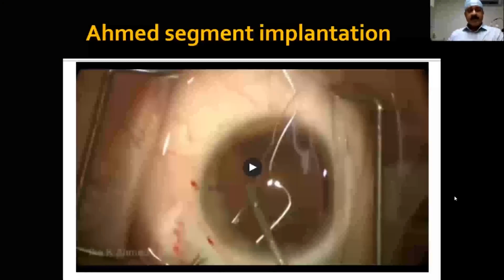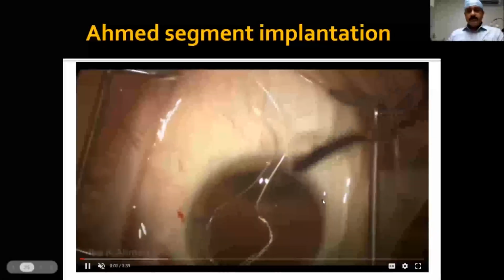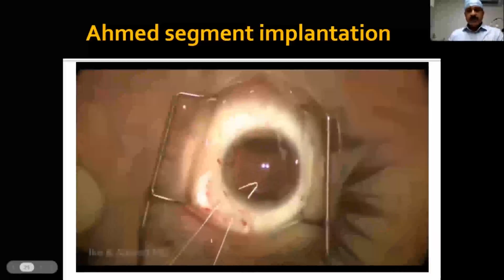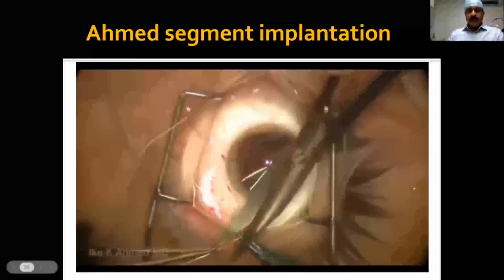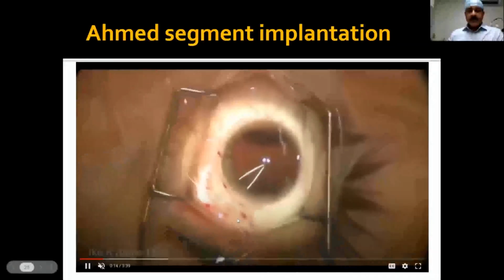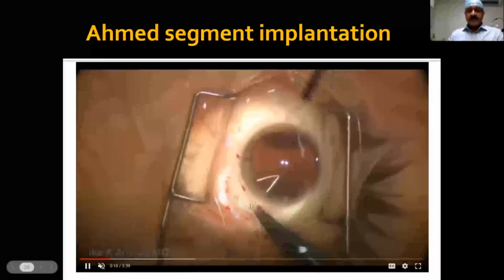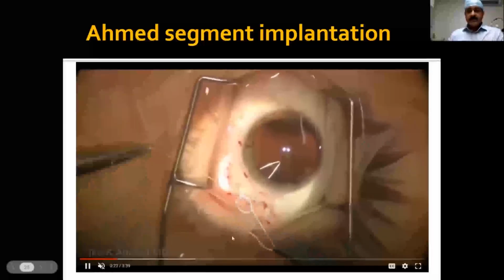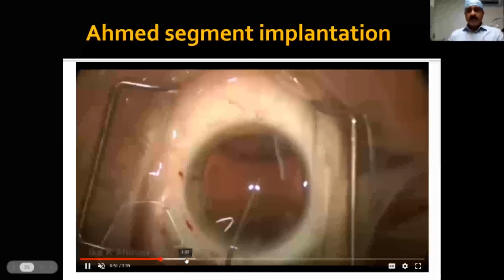Here's a video of the Ahmed segment implantation. This is the original video by Ike Ahmed himself. Pre-threaded hook with a Gore-Tex suture is implanted into the capsular bag. A Hoffman pocket is created here. A slip knot is applied, and the tension on the slip knot is adjusted so that the bag is centered. You don't tighten the knot immediately.